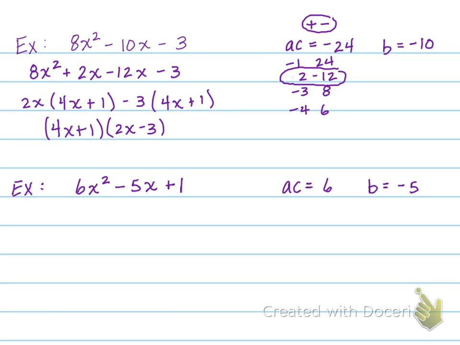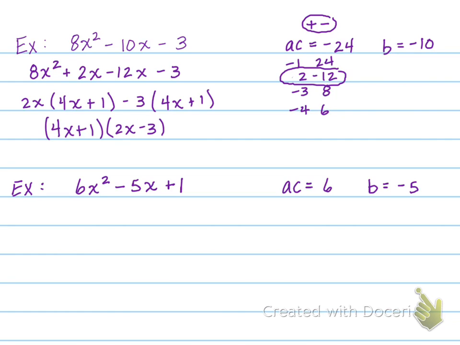That tells me what about my two numbers? So if you have two numbers that multiply to get a positive, they either both have to be negative or they both have to be positive, right? So if your AC is positive, your numbers have the same sign. If your AC is negative, your numbers have opposite signs.